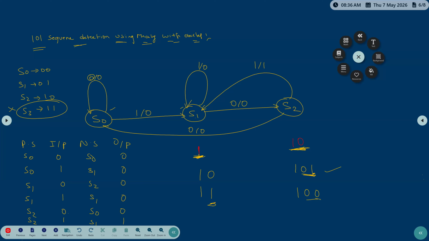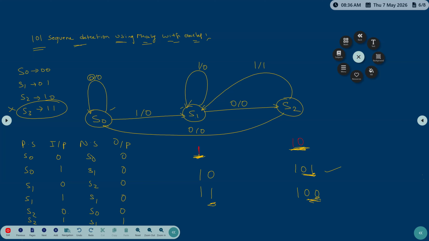Getting? Now after that, there is one more chance: 1 0 0 1 0 0. If these last 2 bits are matching with these two, no. So then one step back. This 1 bit is matching with this last 1 bit, no. So then you need to go to the S0 state.